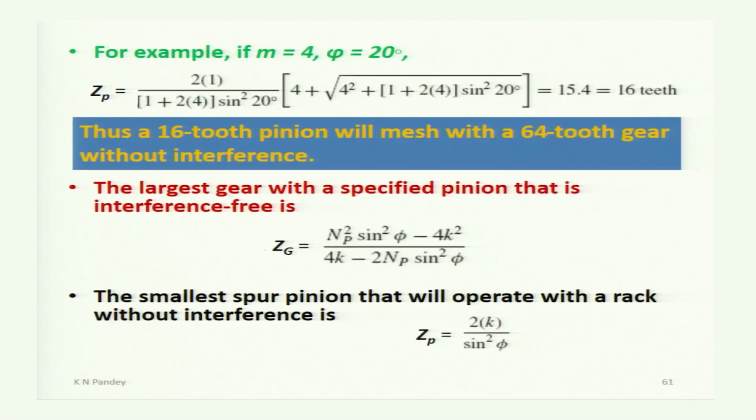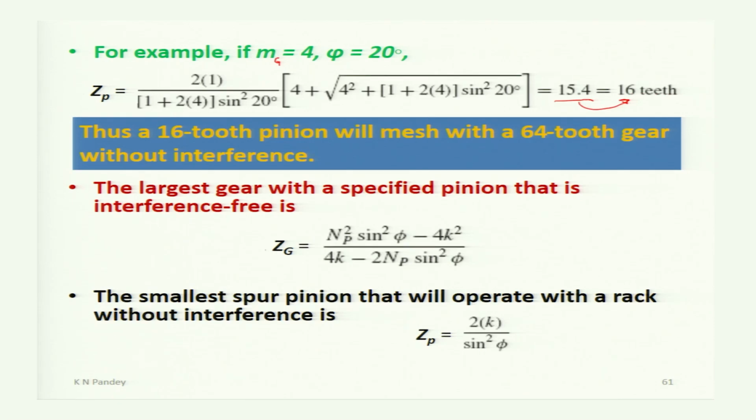For example, if m, which is mg actually, is equal to 4 and phi is equal to 20 degree, then substituting these values with k is equal to 1, the minimum number of teeth on the pinion required to avoid interference is 14.5, which is 16 teeth. Thus, a 16 tooth pinion will mesh with a 64 tooth gear because mg is 4 without interference.